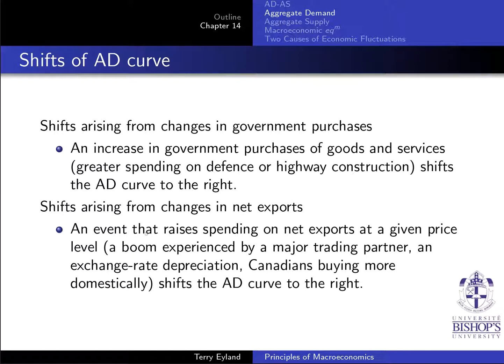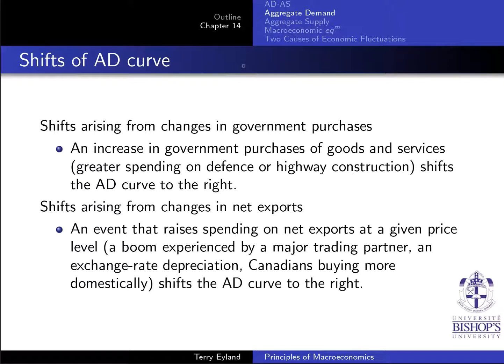Shifts arising from changes in net exports: an event that raises spending on net exports at a given price level. So a boom experienced by a major trading partner. Let's say China or anyone else goes through a big boom. They're going to want more of our goods potentially because they're richer all of a sudden. So we're going to export more. If our exchange rate depreciates, we're going to export more. If we encourage people to buy more domestically, we're going to spend more here and import less. All of those will lead to the aggregate demand curve shifting to the right.